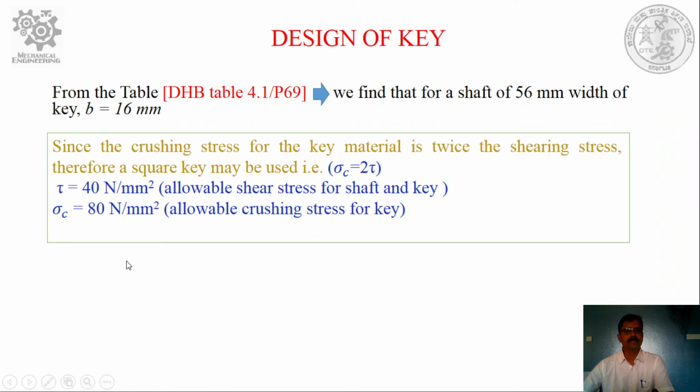Now since the crushing stress for the key material is twice the shearing stress, therefore a square key may be used. Once the crushing stress for the key material is twice the shearing stress, we are going to use a square key. The shear stress tau is equal to 40, and the crushing stress is equal to 80 Newton per millimeter square. Therefore use the square key here.